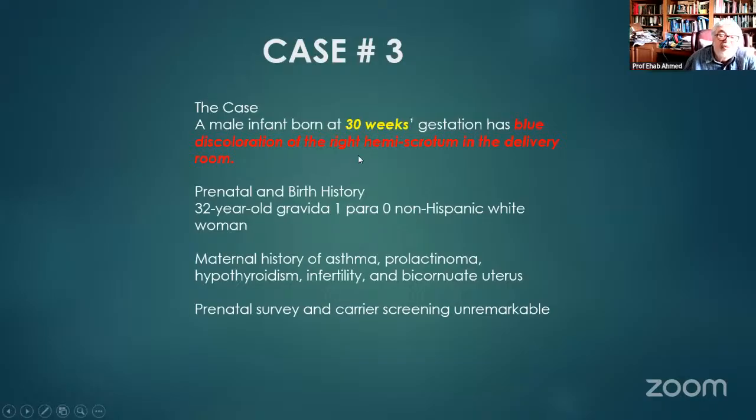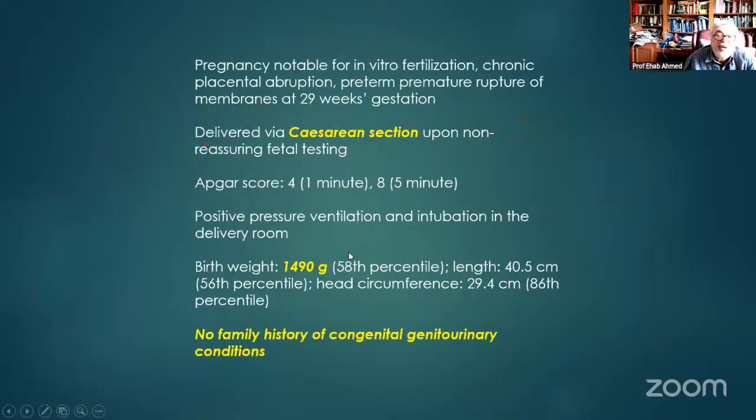This is a 30-weeker. The problem started immediately after birth. There was blue discoloration of the right hemiscrotum in the delivery room. Otherwise, mom was a 32-year-old, gravida 1 para 0, white woman, with maternal history of asthma, prolactinoma, hypothyroidism, not important. And the prenatal survey, everything is unremarkable.